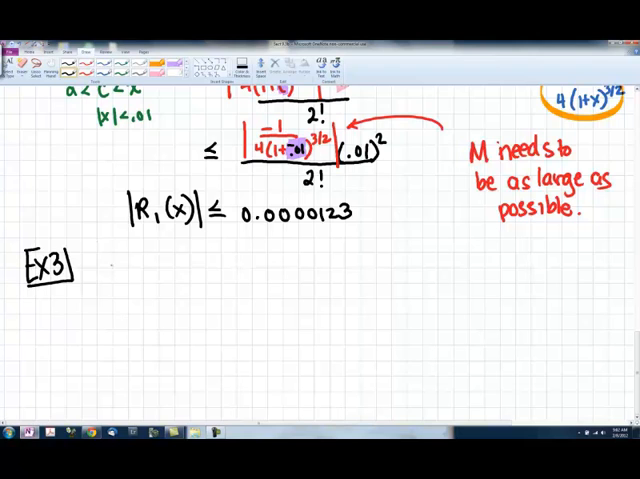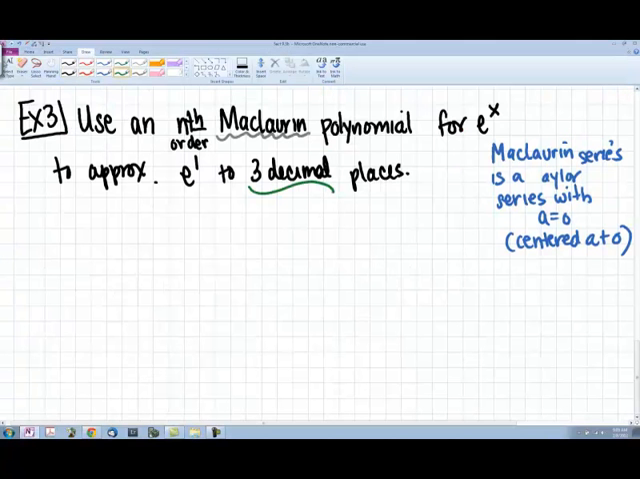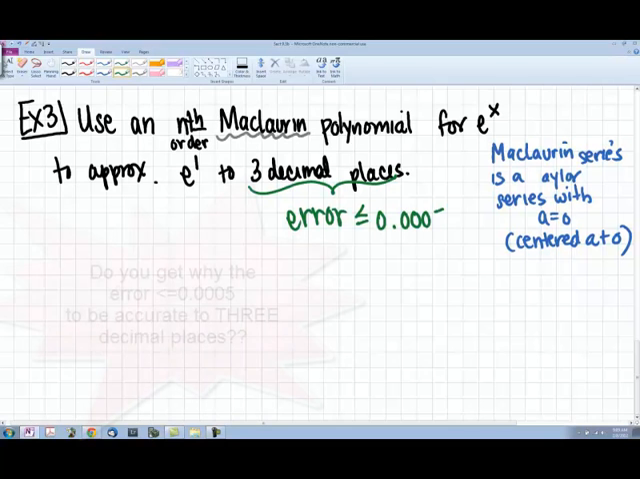Let's do one last example. I want to use an nth Maclaurin polynomial for e to the x to approximate e to the first power to 3 decimal places. Okay, the first thing I need you to understand, if we're going to be accurate to 3 decimal places, that means we want the error to be less than or equal to 0.0005.